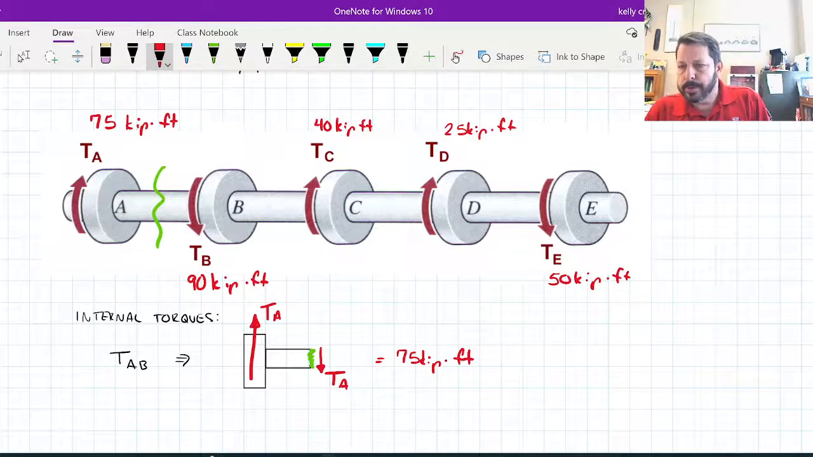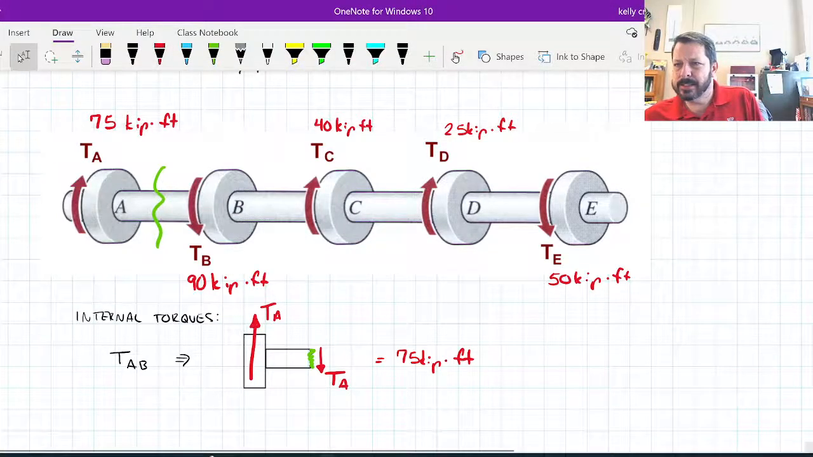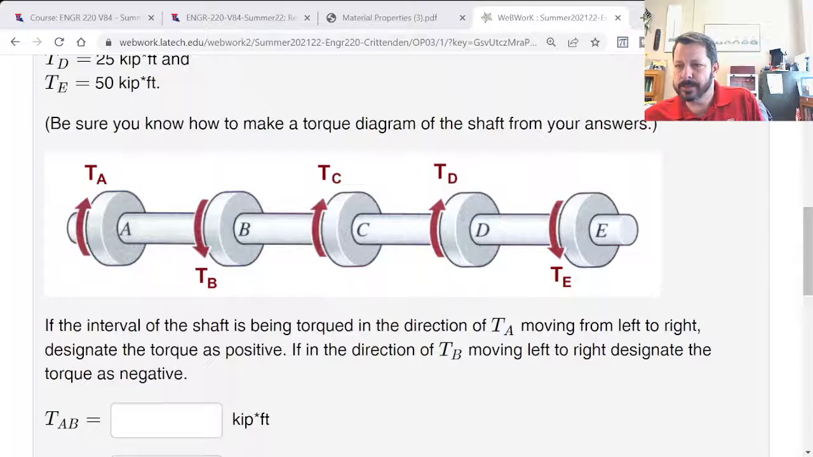This particular problem wants me to assign positive and negative based on if the interval of the shaft is being torqued in the direction of TA. So mine is opposite of that. But TA, designate that torque as positive. So mine is moving opposite of that, so this must be a negative.